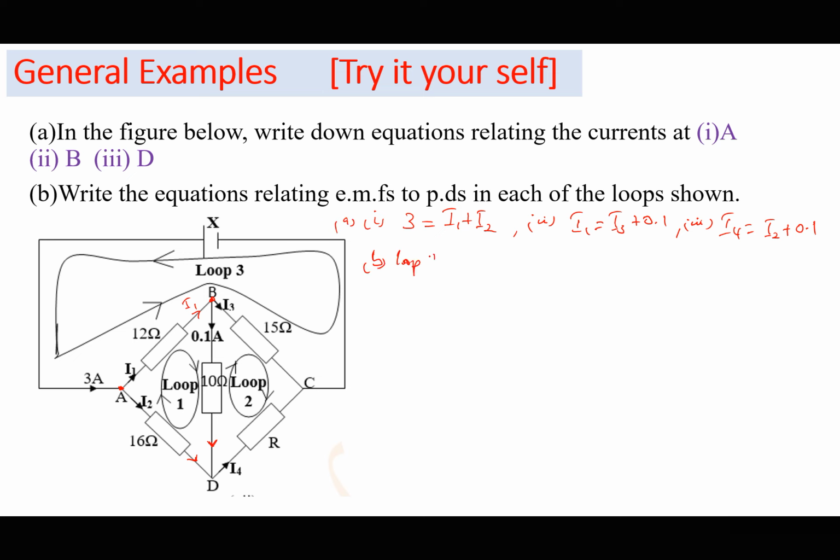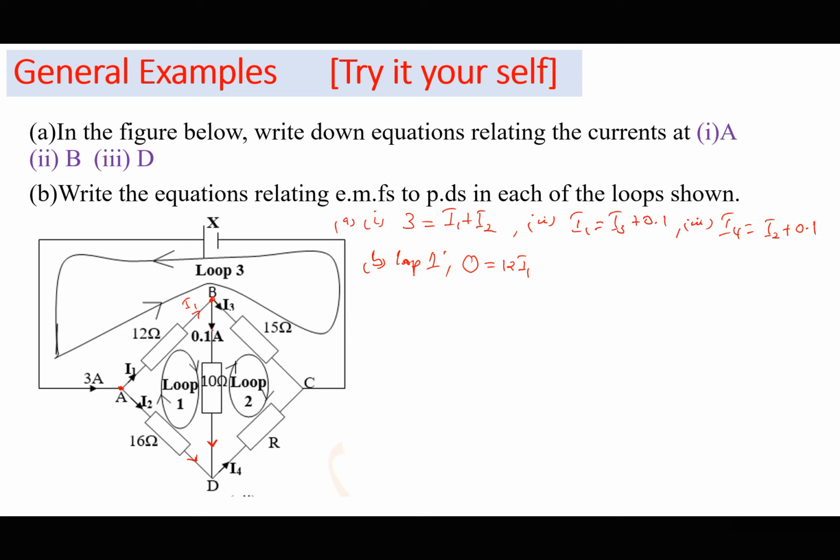Let's look at loop 1. In loop 1, there is no cell, so the sum of the EMFs is going to be 0. But in loop 1, moving from A to B, the current is the same direction as the loop, so the PD is positive, so that is 12 times I1.